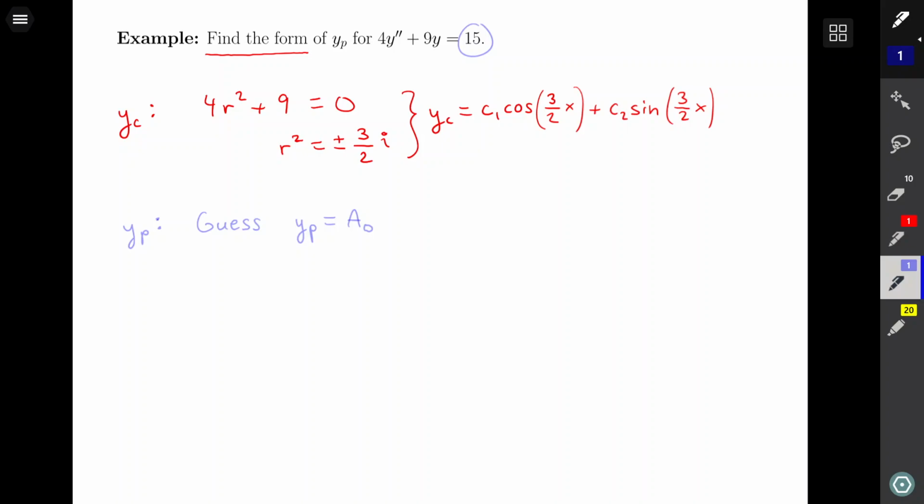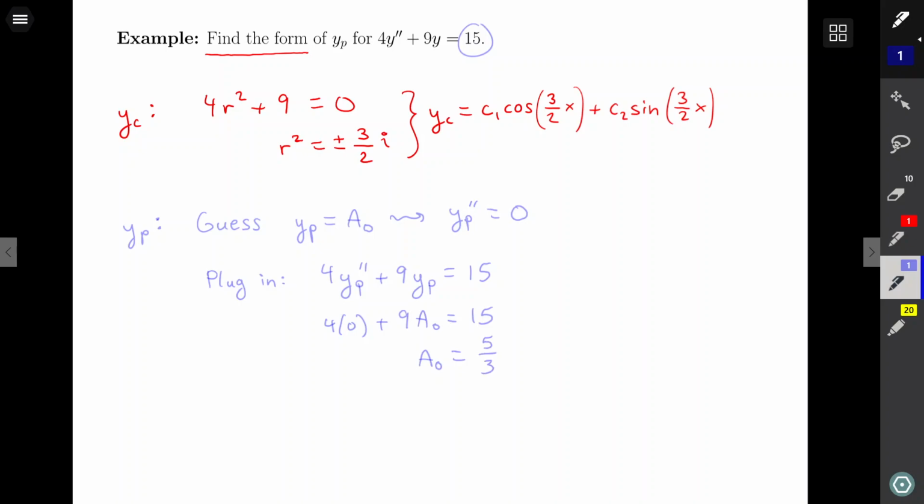And what you do then is you plug that in. You have 4yp double prime plus 9yp should equal 15. And in this case, you take the derivative. The second derivative of a constant is 0. So this is just 4 times 0 plus 9 times a0 equals 15. And you solve for a0 and get 5/3.